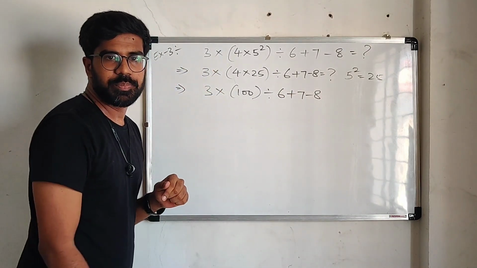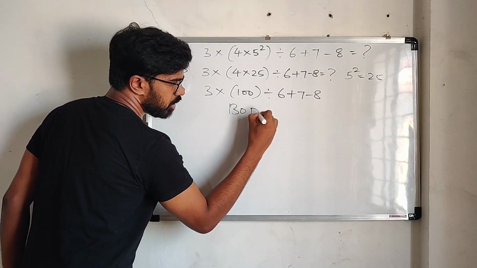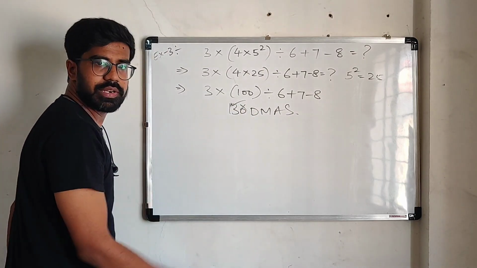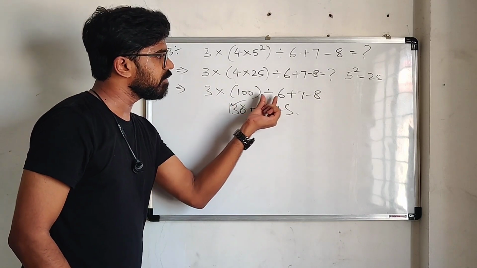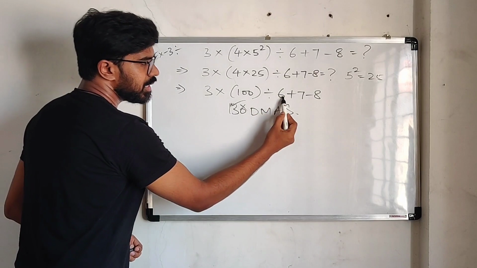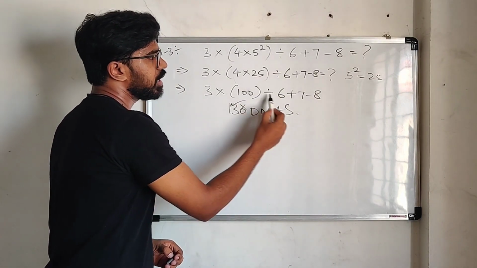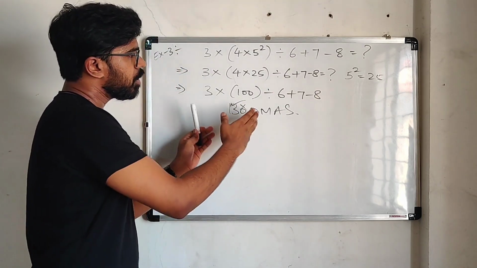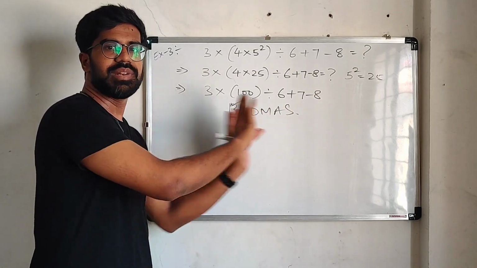This is the given expression. Now comes the part. What are we doing? We are applying BODMAS over here. Bracket is done. We do not have the word of. Next comes what? Division. So here 3 into 100 is there, divided by 6 plus 7 minus 8. So should I divide 100 by 6 and then multiply by 3? Or should I multiply 3 into 100 and then divide by 6? This confusion always comes to all the students. When you come across this one, you simply follow the step. You can divide also, you can multiply also. Just go from left to right.